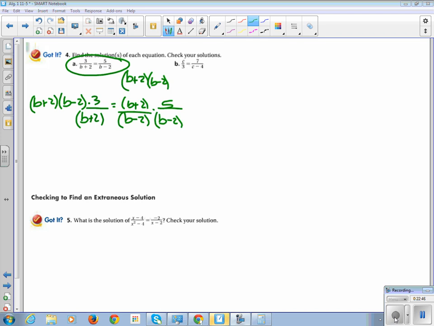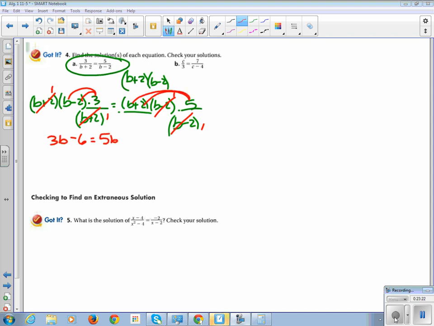When I do this, let's cancel, cancel, cancel. This is 1 and 1. I did it wrong. Hold on. Let me get it back. B minus 2 times 5 over B minus 2. There we go. Now, cancel, cancel. 1, 1. I have 3b minus 6 equals 5b plus 10.